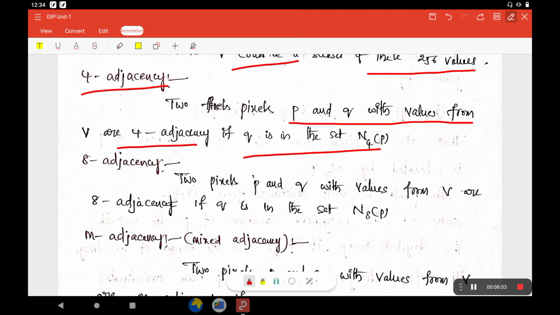That means, to say that Q is adjacent to P, it is compulsory that this Q is in the 4 neighbors of P. Let us consider here.